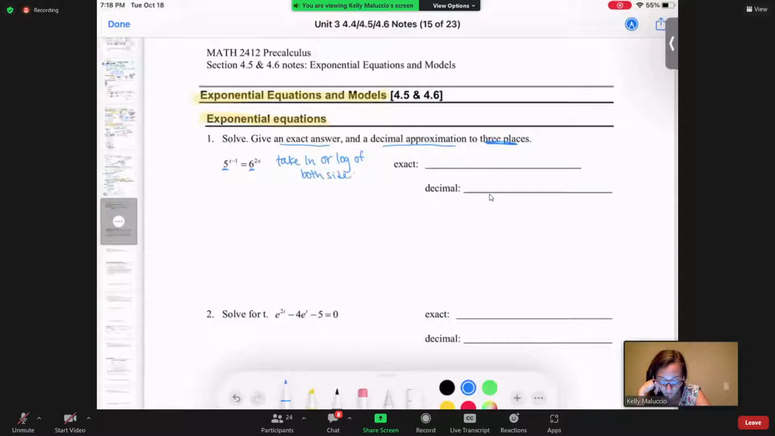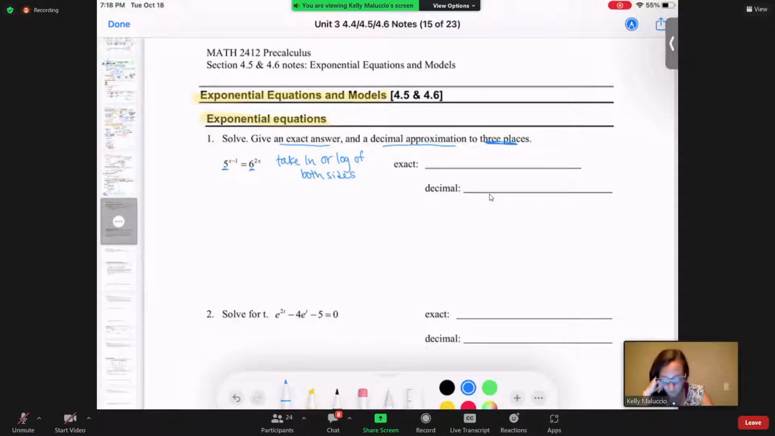And again, cue the brain just growing and exploding, right? Because we can take ln or log of both sides. Again, I'm an ln fan, so I'm going to do that. I want you to do log, you write log every time I write ln, and we'll see if we get the same thing.